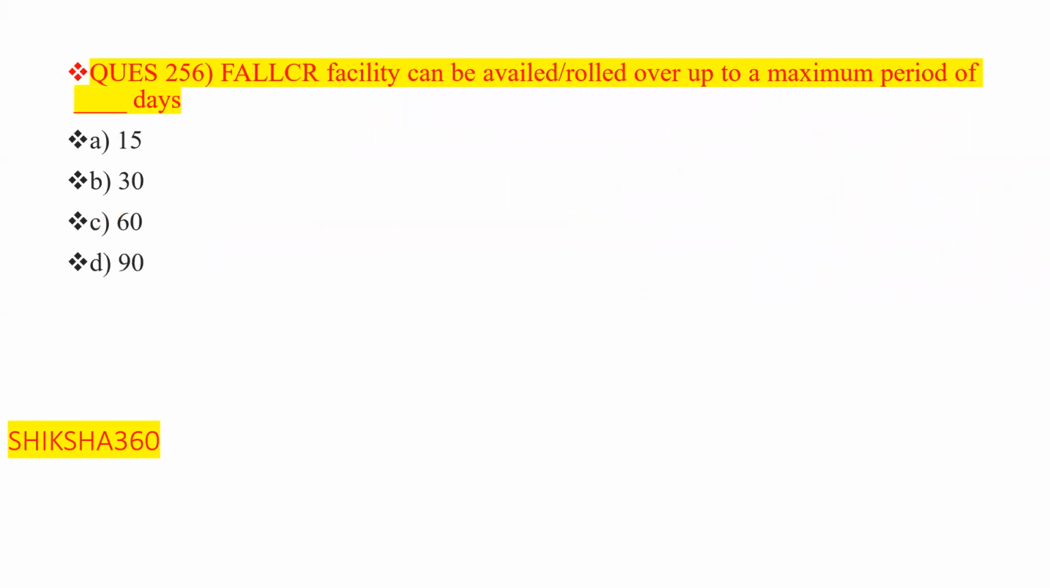Question number 256. I think we have already discussed. FALLCR facility can be availed or rolled up to a maximum period of how many days? 15 days, 30 days, 60 days, 90 days. So what is the correct answer? Option number D is the correct answer. That is 90 days. Now move to the next question.